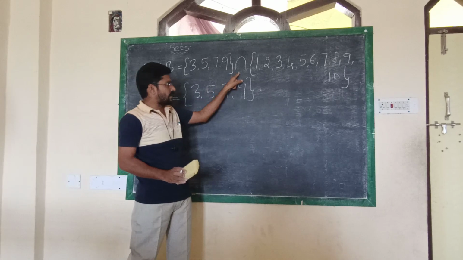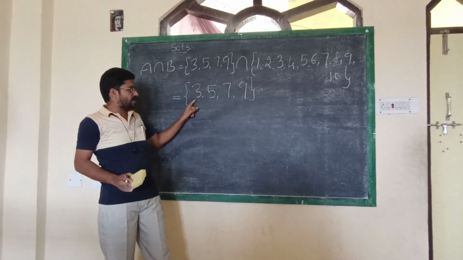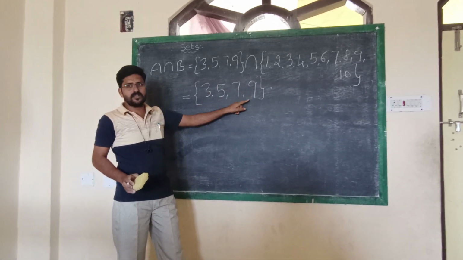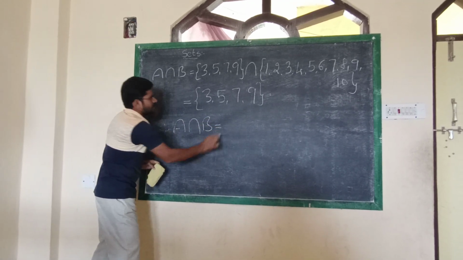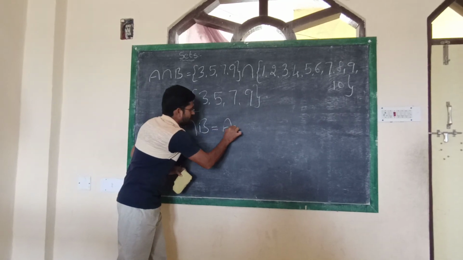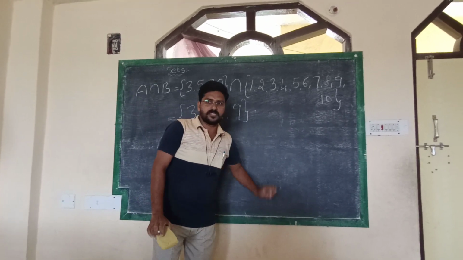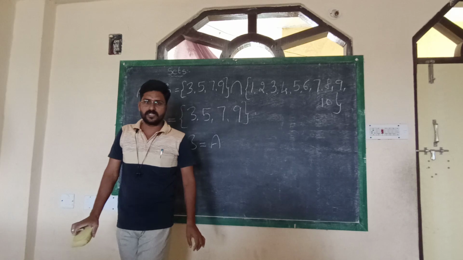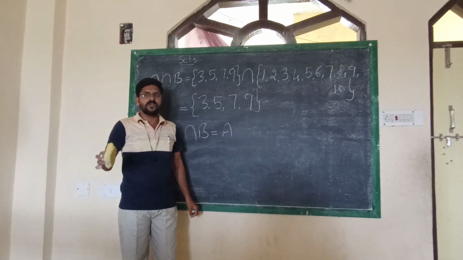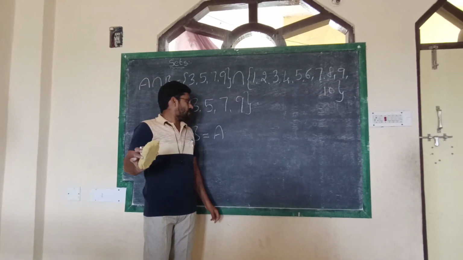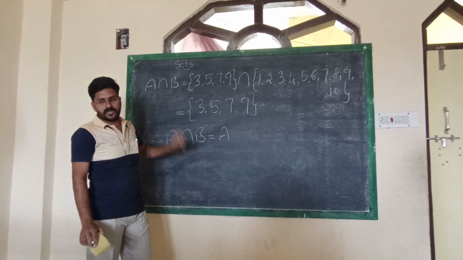This is set A, symbol intersection, set B. So intersection means we have taken the common elements. When we have taken the common elements, we got 3, 5, 7, 9. That means here we can write therefore A intersection B is equal to what we got here, A. That's all. Means here A union B, A intersection B, two concepts we have taken, but the condition is that A is subset to B. When A is subset to B, then A union B is equal to B and A intersection B is equal to A. Now these are the problems which is based on the sets.